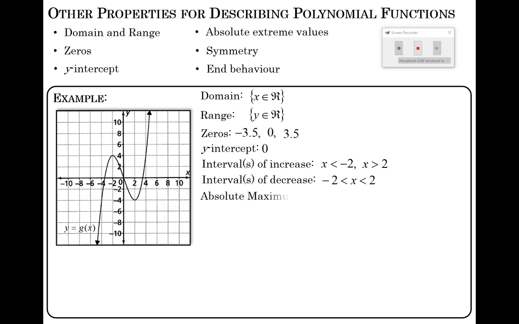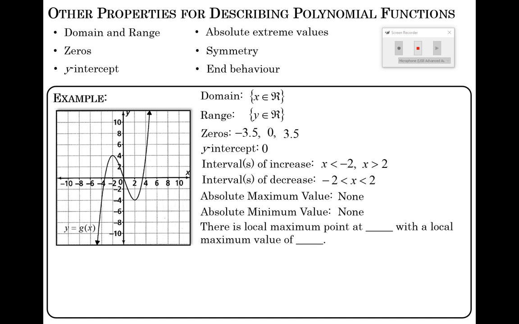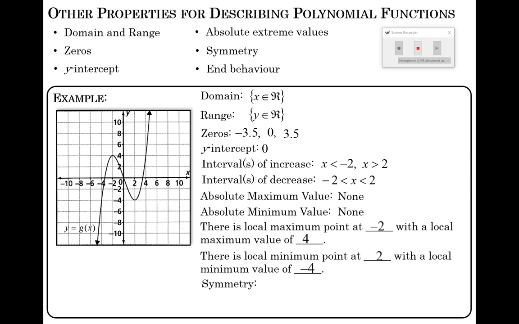Absolute max, this doesn't have an absolute max. It goes off to infinity on this side, and then it doesn't have an absolute min either. It goes straight down like that and off to negative infinity. There is a local max though, right there, negative 2 comma 4. So it's a local max point at negative 2 with a local max value of 4. And then there's a local min, x value 2, y value negative 4. And the symmetry of this thing is odd, since every negative x value gives the negative version of the y value.